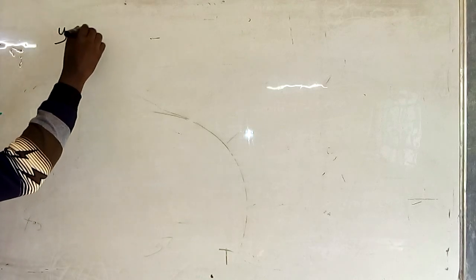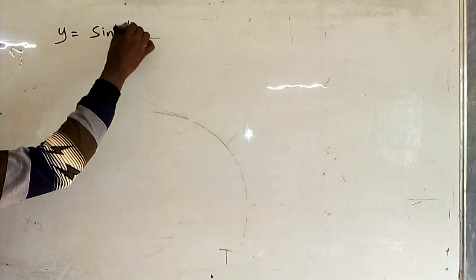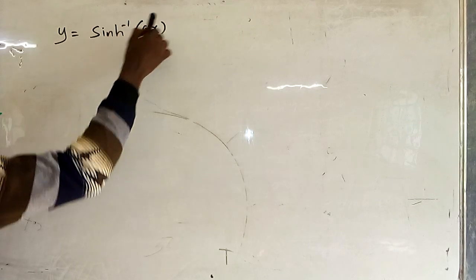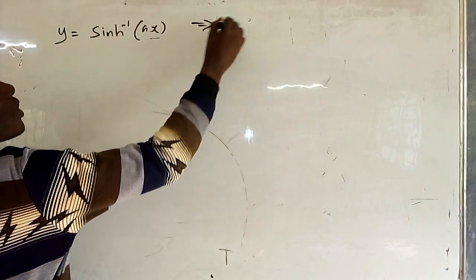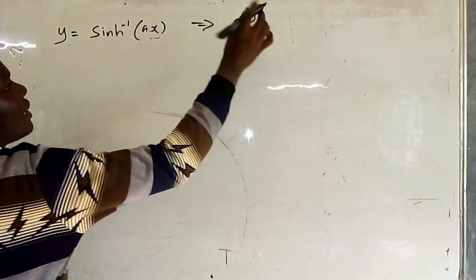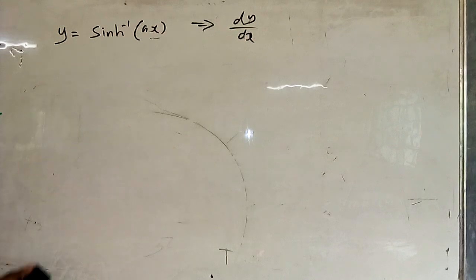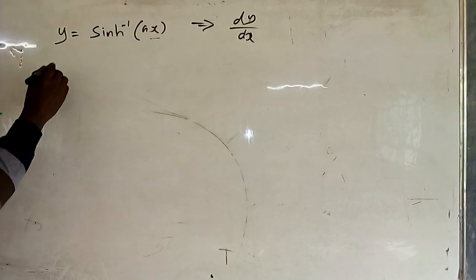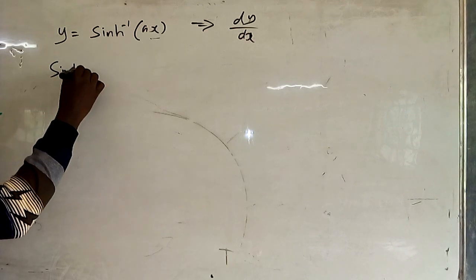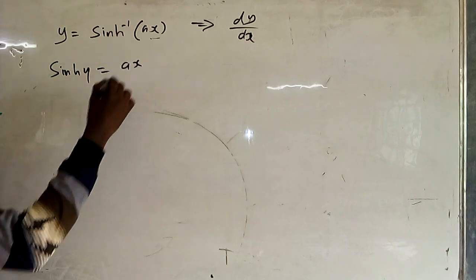When you have y to be the sec inverse of ax, meaning here, if you differentiate y with respect to x, you are supposed to get dy over dx. So to differentiate an inverse function, you bring the inverse to this side of the equation. You get sec y is equal to ax.